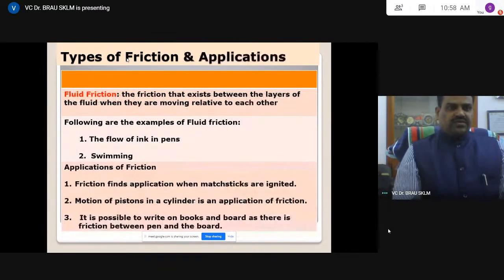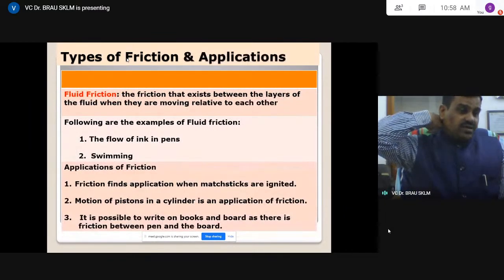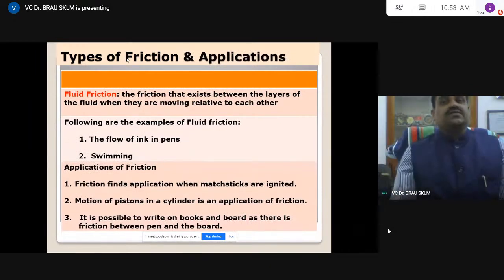Then the last one is fluid friction. This is one type of friction, but as far as our subject is concerned, we are talking about rigid bodies, not deformable or flexible bodies. This parameter we are not considering. But when we consider multi-physics systems, like the interaction between solids and liquids, like a ship moving in water or an aircraft moving in air, in that case we have to consider fluid friction.